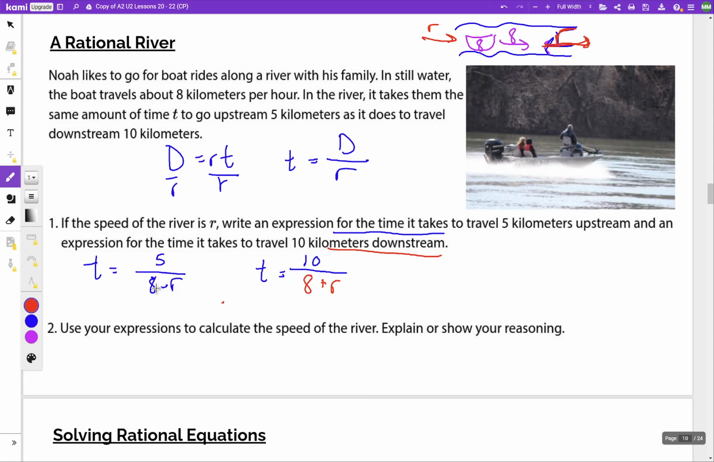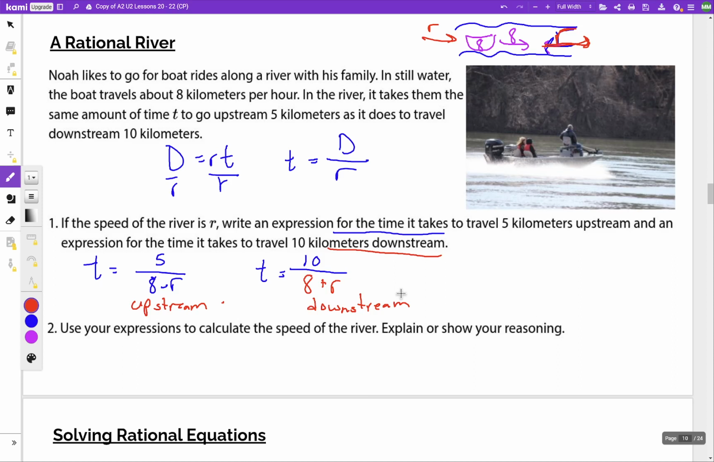So when we're traveling upstream, downstream, but it says that the same amount of time t. And notice there I use t for both of these. So if both of them equal t, what do you know about these expressions? Well, if they both equal the same thing, then they themselves are equal as well.